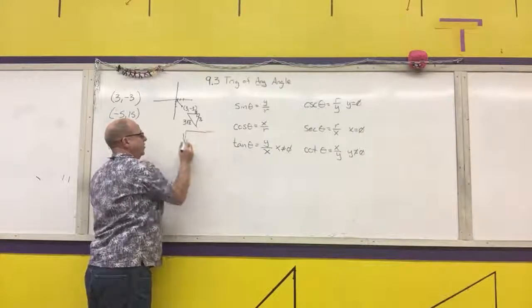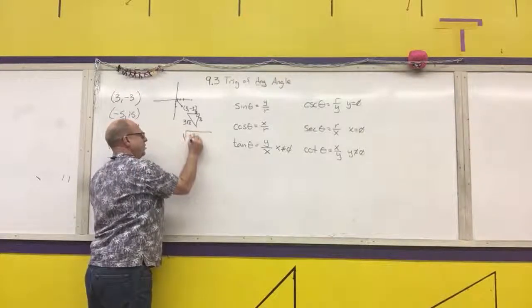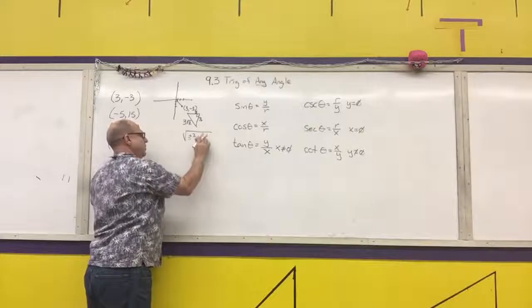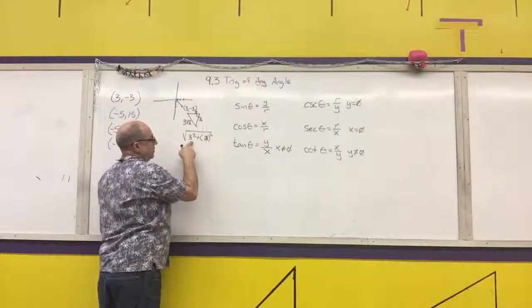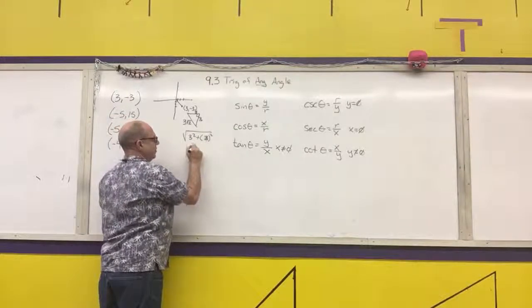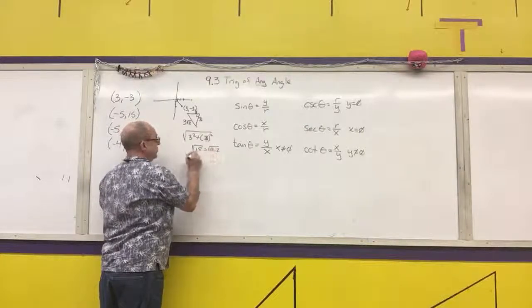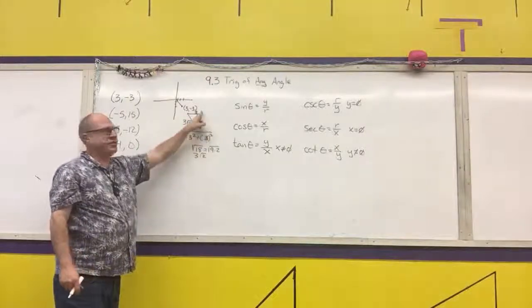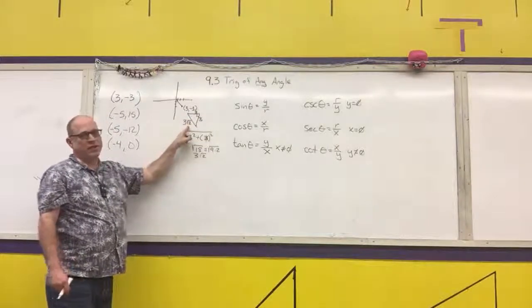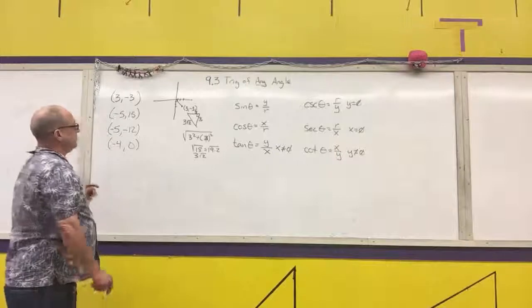You would get the square root of 3 squared plus -3 squared. Well, the distance is actually 3. So 9 plus 9 is 18, square root of 18, which is the square root of 9 times 2, which is 3 root 2. Again, try to get used to anytime you see the same sides, you just multiply it by the square root of 2. So that's my r.